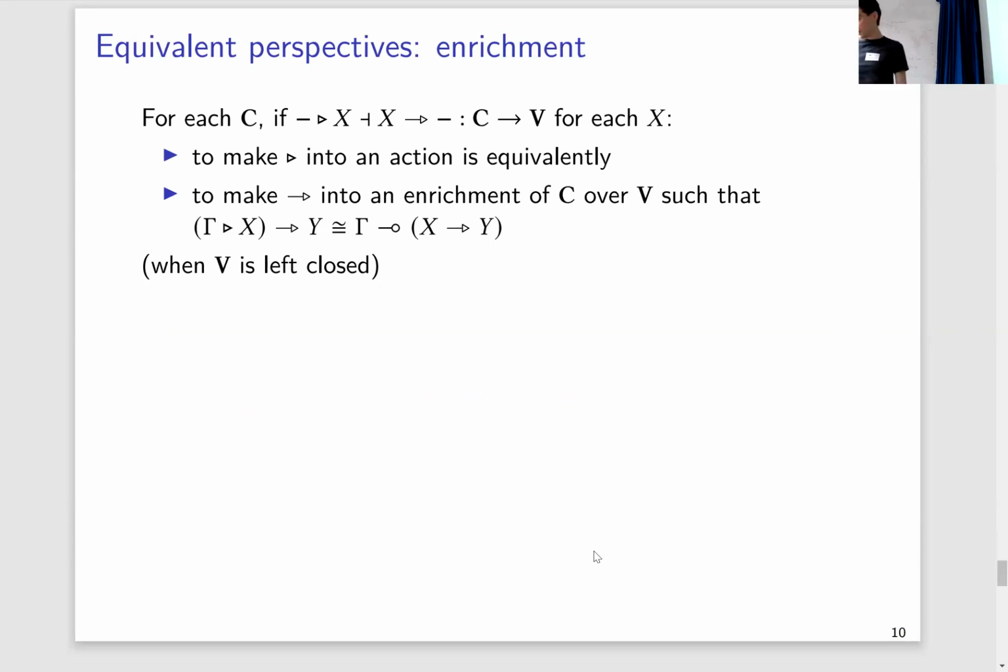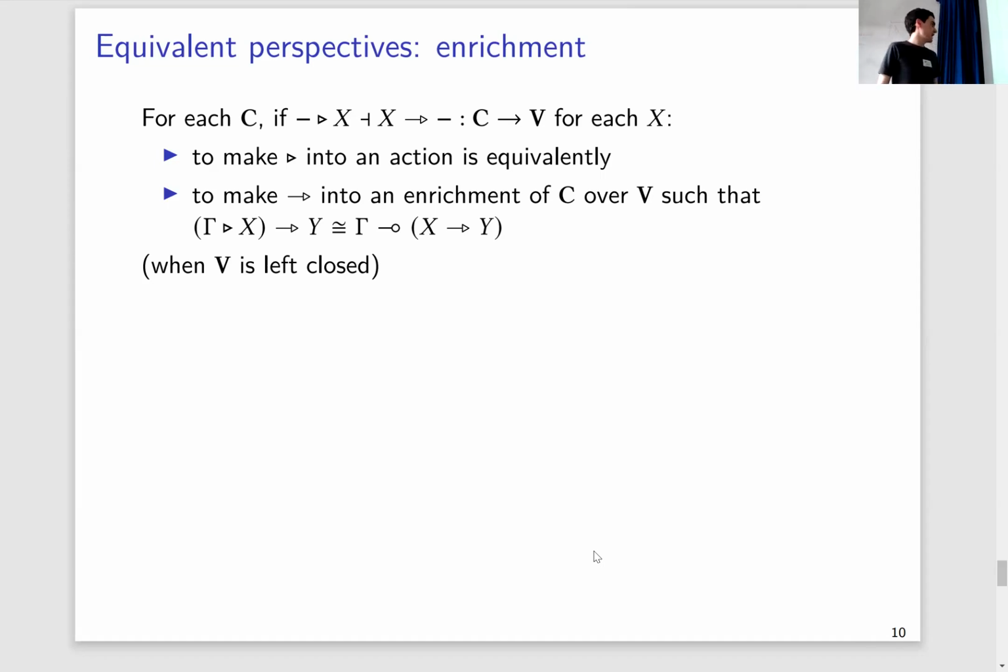There's something that I want to talk about relatively briefly, which is, so far I've focused on actions of monoidal categories. There are really several equivalent ways of getting strength-like notions, equivalent ways of talking about maps from X to Y in a context gamma. One of these things is enrichment. The point is now that for every X and Y, we have some kind of object of V, which represents maps from X to Y, kind of internally inside V.